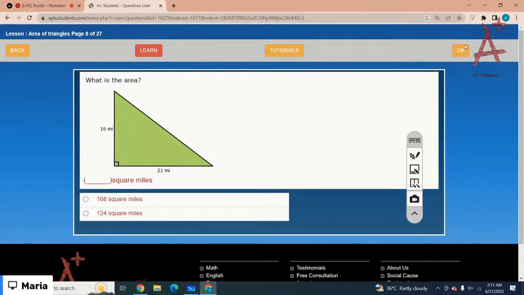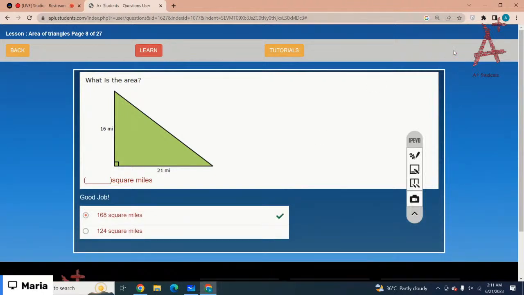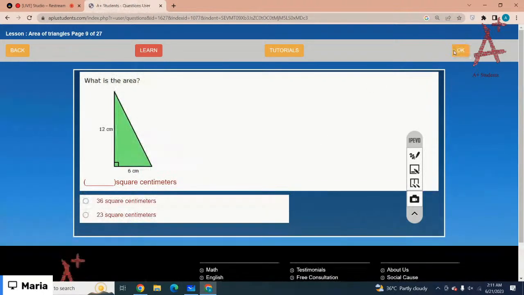You have to do half times base times height. So the correct option is 168 square miles. Okay, you can complete the test by yourself later today. Let me just move on to the next lesson.